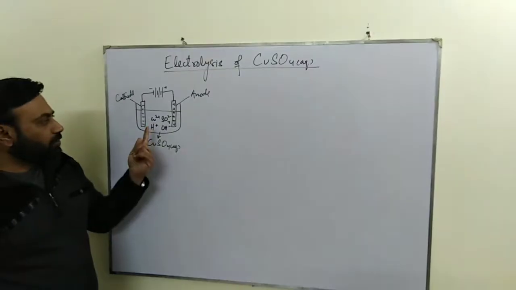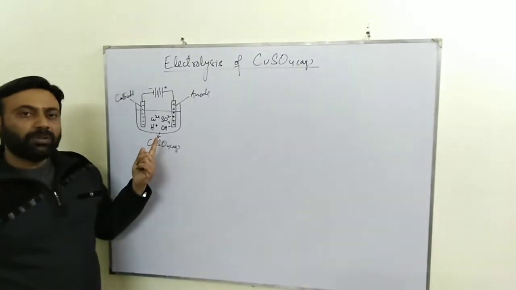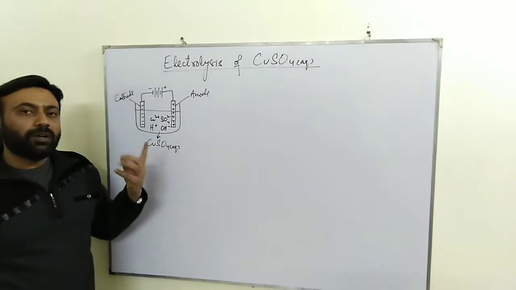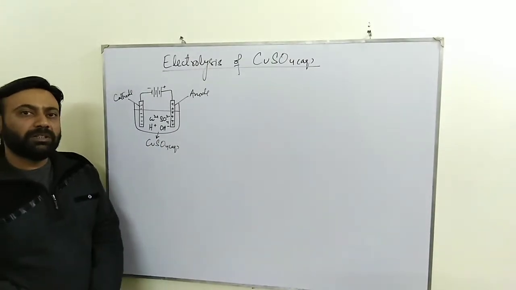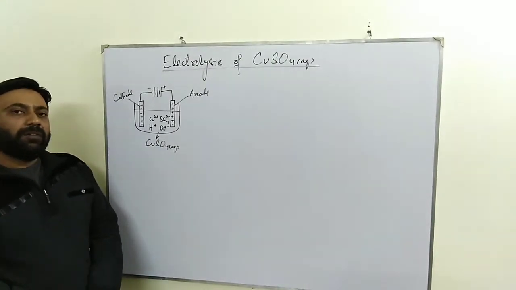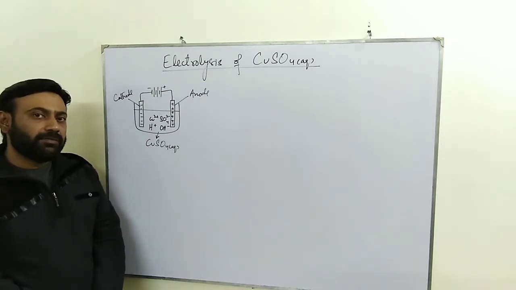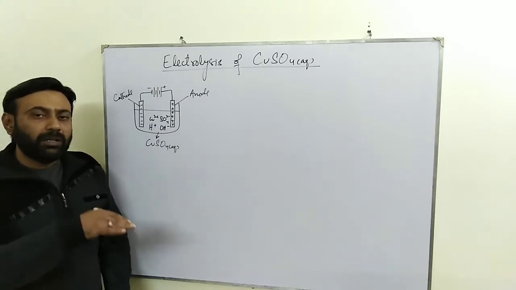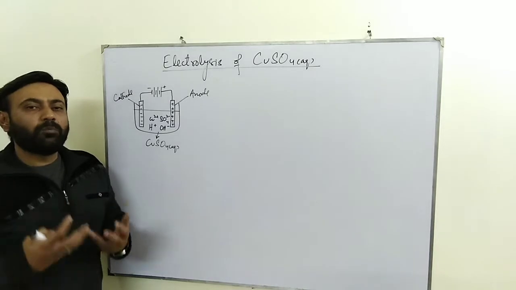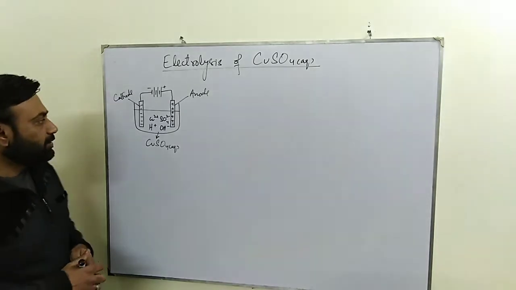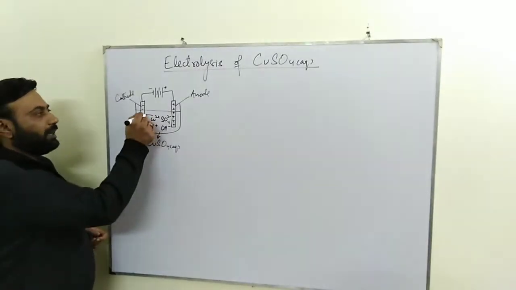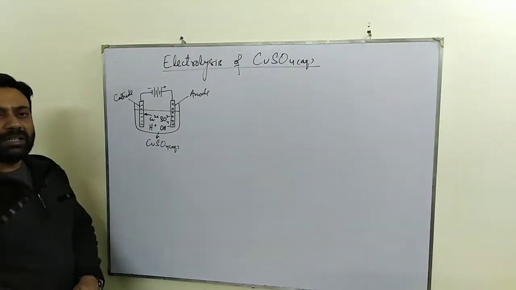At the cathode we have a choice of two ions, copper(II) ions and hydrogen ions. Only one of these two ions is going to be discharged at the cathode. And from the ease of discharge series, we know that copper(II) ions are below hydrogen. That means they are more likely to be discharged. So instead of hydrogen, copper(II) ions will go and react with the cathode.